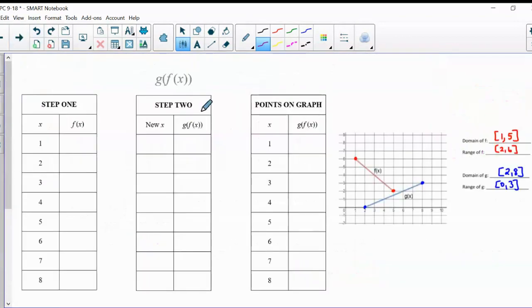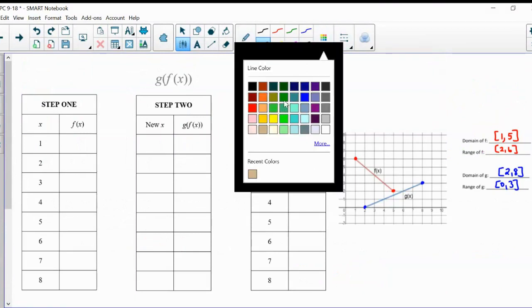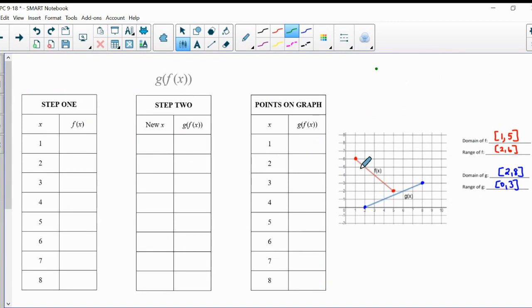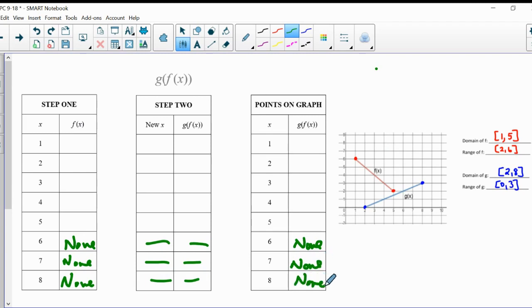All right, now let's do this another time. So if I'm looking at, let's choose this color. For g of f, what we're going to do here is substitute things into f of x. One thing we'll notice is that there are no values for f of x on anything bigger than 5, because if we look at the domain of f, it's from 1 to 5.